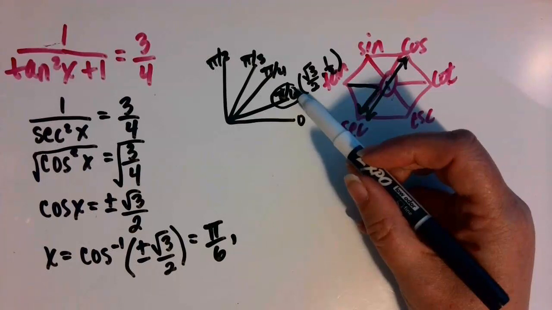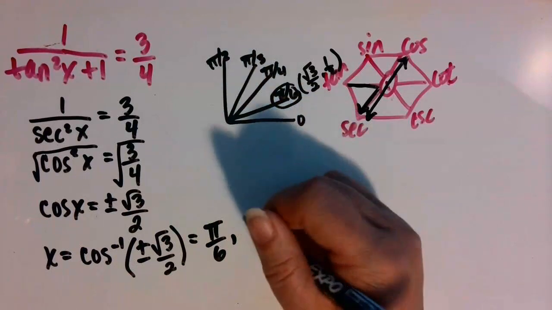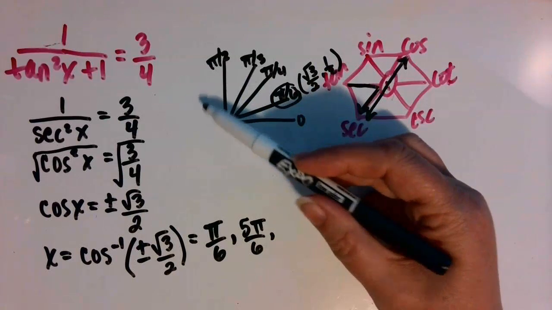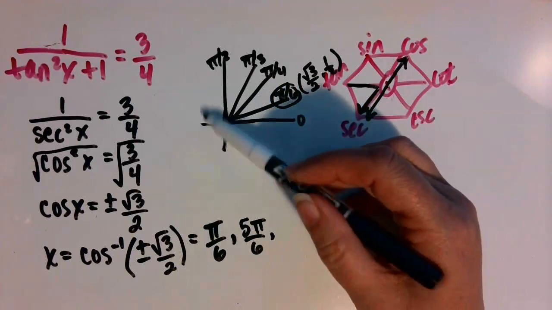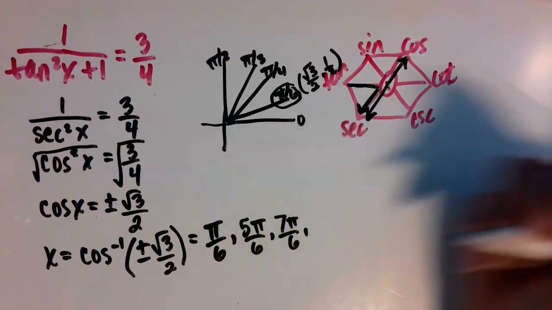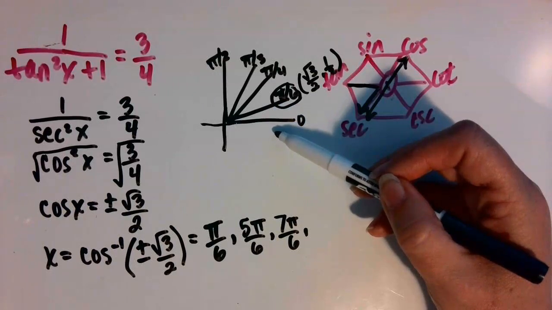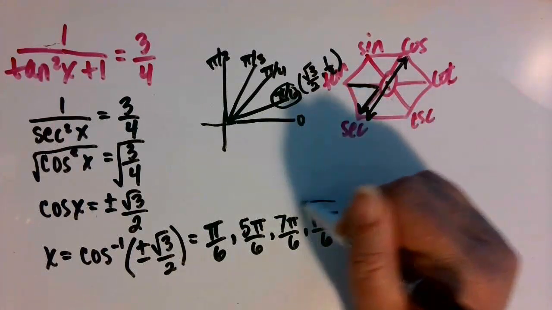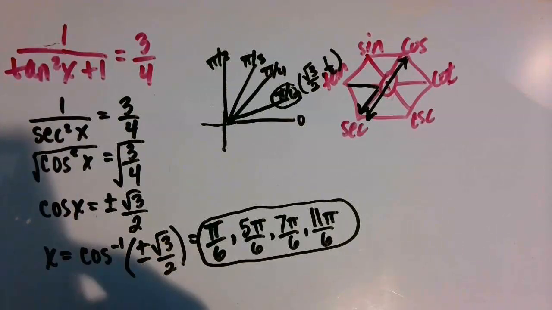Cosine is negative in quadrant 2. So if I reflect pi over 6 over the y-axis into quadrant 2, I have 5 pi over 6. Then cosine is also negative in quadrant 3. So if I reflect pi over 6 over the x and y-axis, I end up in quadrant 3 at 7 pi over 6. And then cosine is positive in quadrant 4, so reflecting pi over 6 over the x-axis gets me 11 pi over 6 as my quadrant 4 solution. And we have 4 angles then that we're going to check in the calculator.